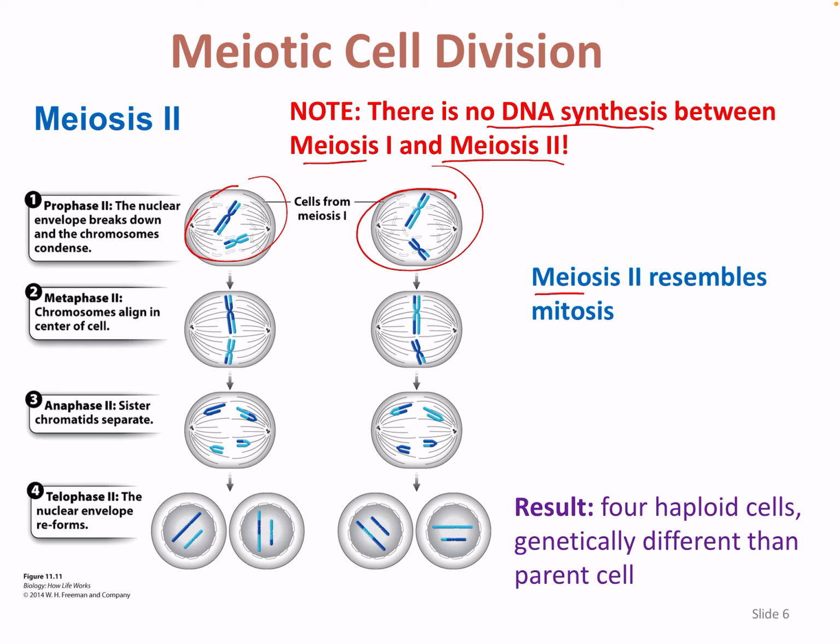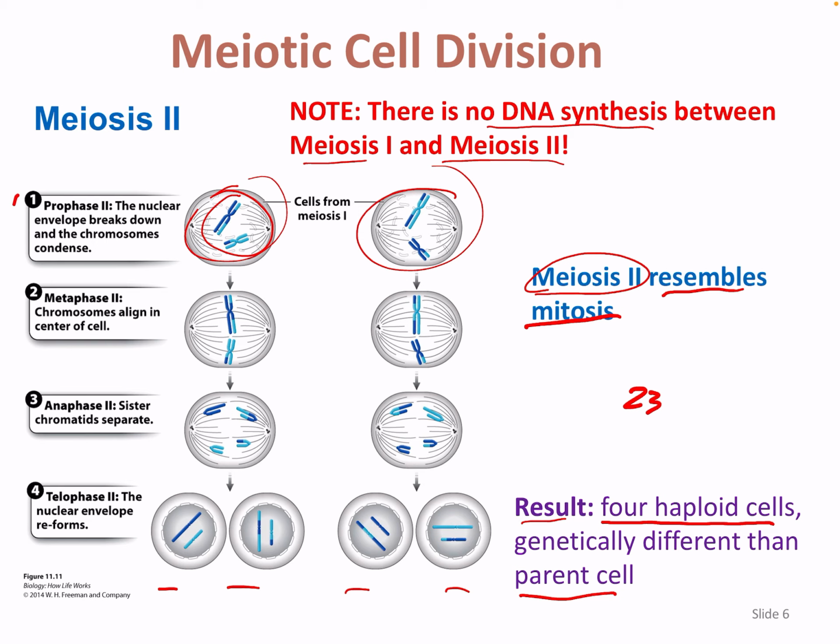So, meiosis 2 resembles mitosis. Essentially, it's the exact same process as mitosis, but now it's starting from the cells from meiosis 1. The result of meiosis 2 is 4 haploid cells, genetically different than the parent cell. So again, haploid is 23 instead of 46. And here are 1, 2, 3, 4.